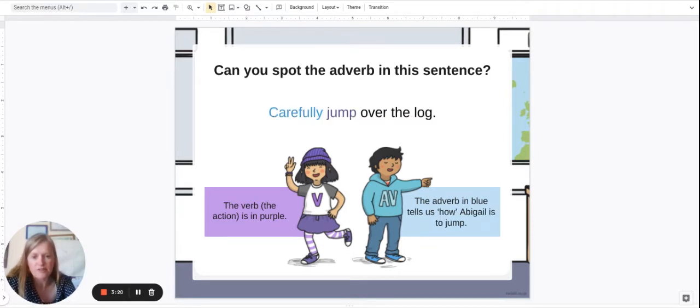Here we go. The adverb: carefully jump over the log. So when you're telling somebody how to jump, you're telling them with more specific instructions how to do it. So here you have the adverb coming before the verb. So you can see the English language is never consistent. We can have it before, after, a few words away from the verb. You'll learn more about adverbs as you get bigger.